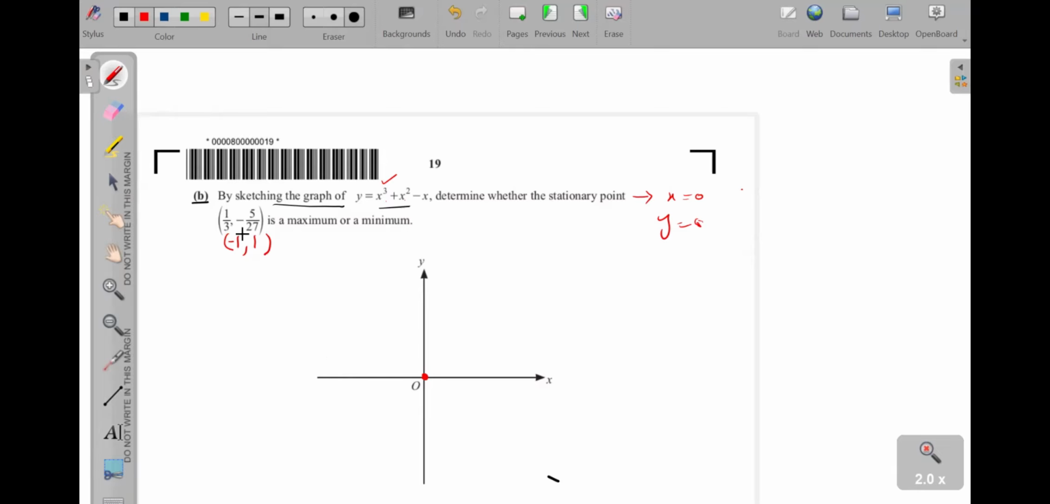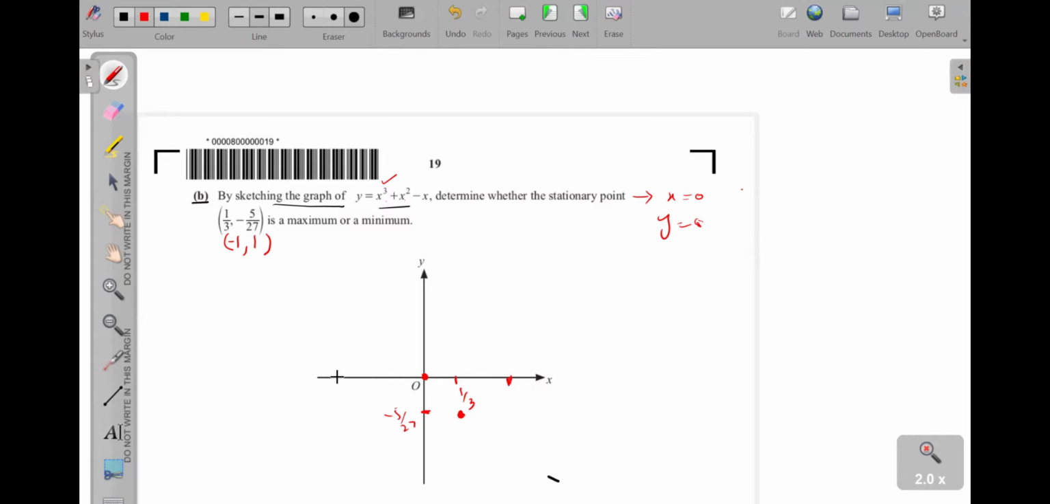Look here, this first is 1 over 3. Suppose this is 1 and this position is 1 over 3. At 1 over 3, the value of y is minus 5 over 27. And this is the point at x equal to 1 over 3 and the y coordinate is minus 5 over 27.